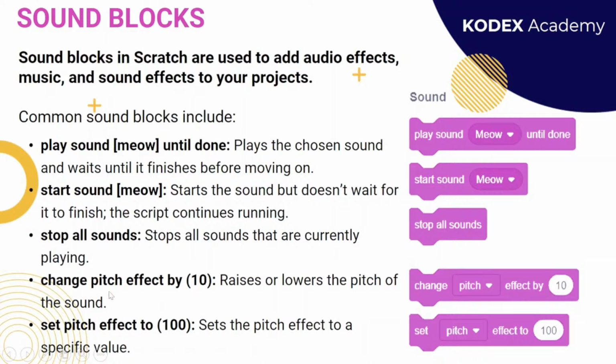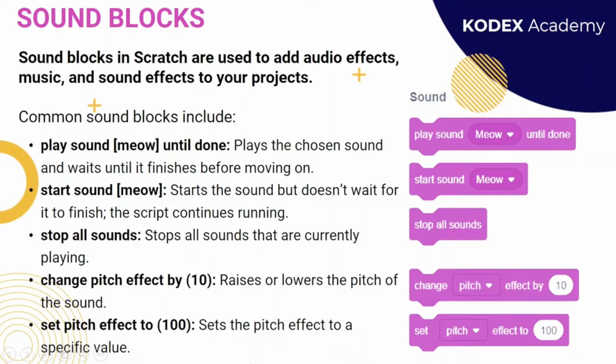Next one is change pitch effect by 10. It's used to raise and lower the pitch of your sound when you want to generate an effect in your animation. The next one is set the value. Here you can set the pitch value of your sound for the full animation, and on the basis of that you will see the pitch effect on the specific sound.